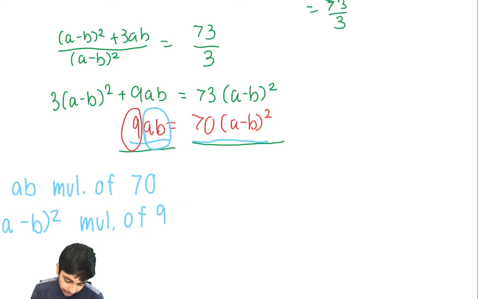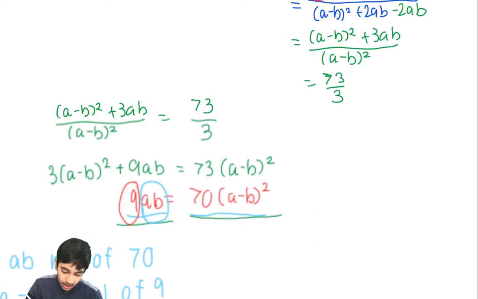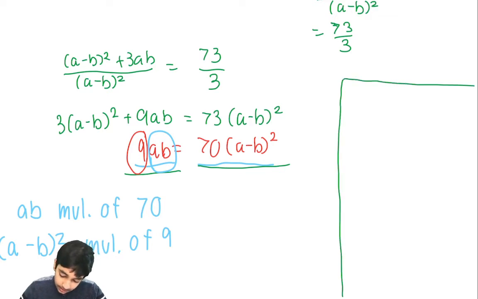Okay, so now we have these two quantities here. We know that a and b are relatively prime from the problem. Remember, a and b are relatively prime integers. So if a and b are relatively prime, then a and a minus b will be relatively prime. We'll actually explore more about these kinds of things in the number theory class, so make sure to stick around for that class or watch the video for that class.